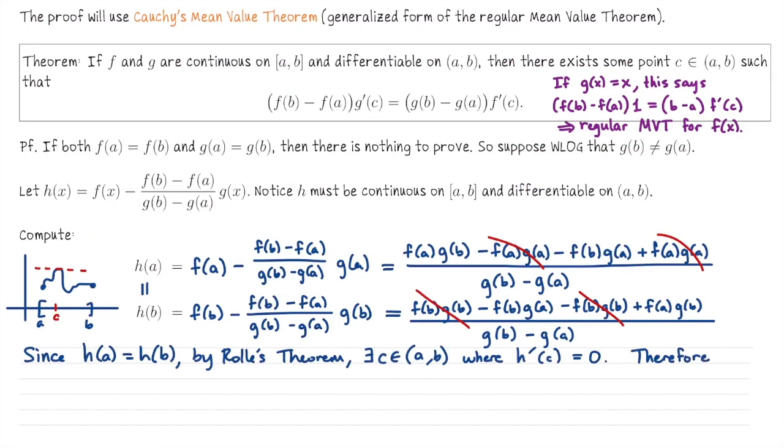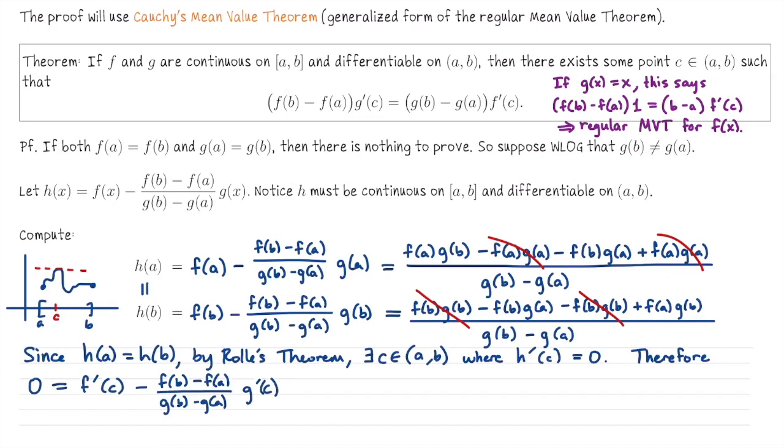So h prime of c is going to be f prime of c minus that ratio g prime of c, but h prime of c we know is 0, so let me plug in 0. So 0 equals f prime of c minus f of b minus f of a, all over g of b minus g of a, times g prime at c. And this should be it.